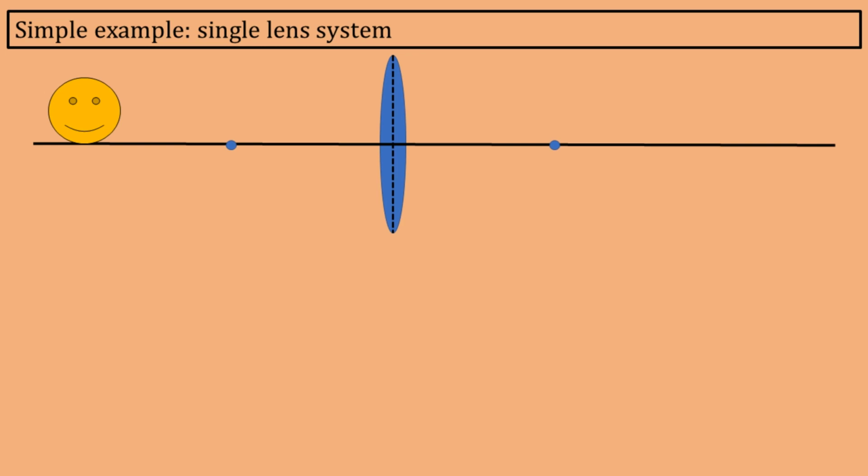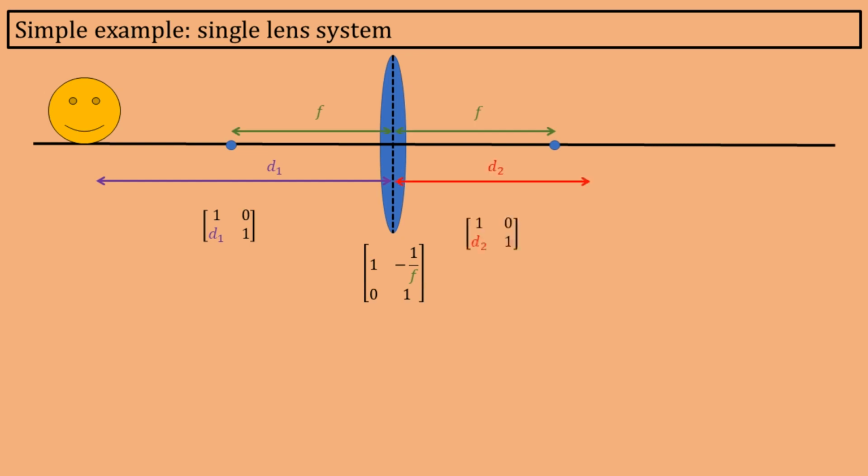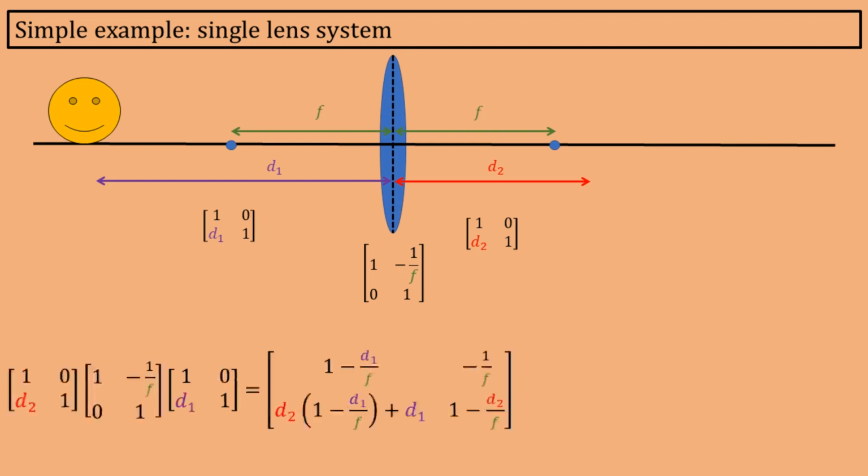For a single lens system, rays starting at an object propagate a distance d1, then go through a thin lens with focal length f, and then propagate another distance d2. By multiplying the three corresponding transfer matrices, we find the transfer matrix of the system. Note that the transfer matrix that affects the ray first, the one with d1, is on the right-hand side of the multiplication. This is because an input vector will first be multiplied by the matrix on the right.